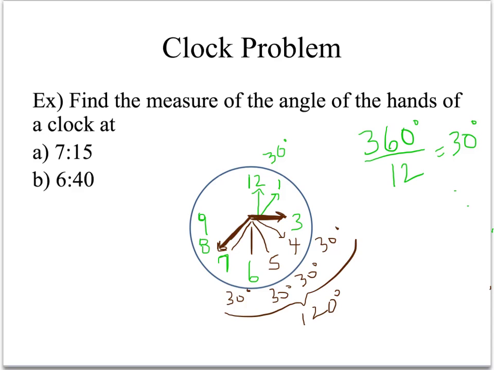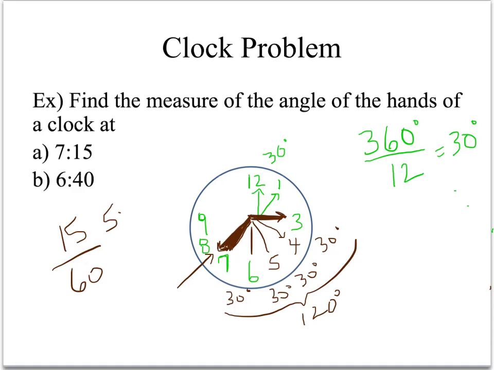The only thing that we really have to figure out is the measure of this angle between the 7 and the 8. It's not 30 degrees because we have not gone all the way to the 8. We've gone 15/60ths of the way between the 7 and the 8. So what we need to do is figure out what 15 over 60 reduces to.